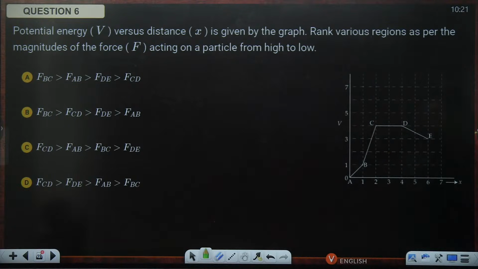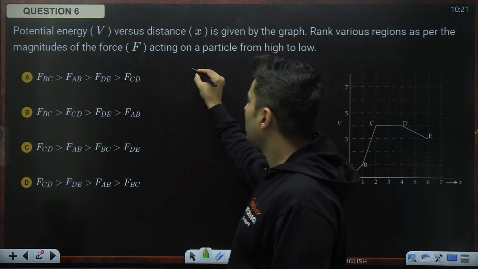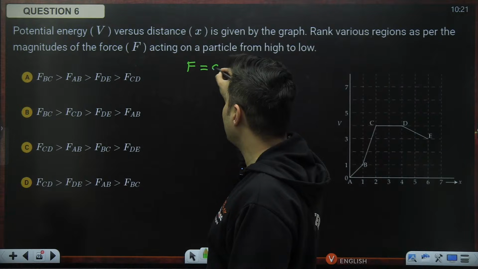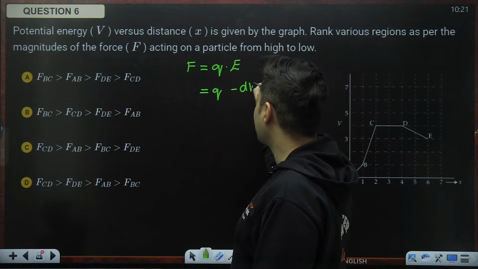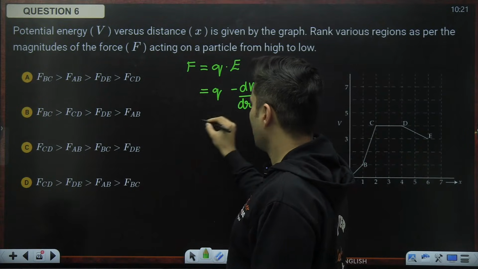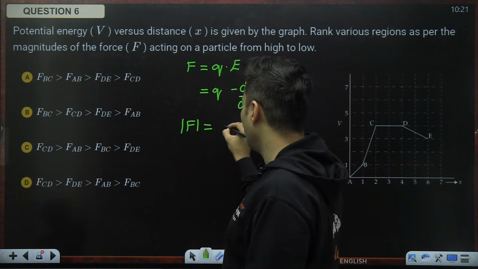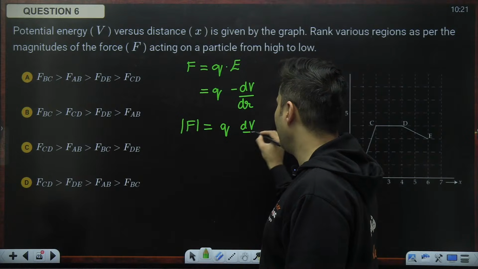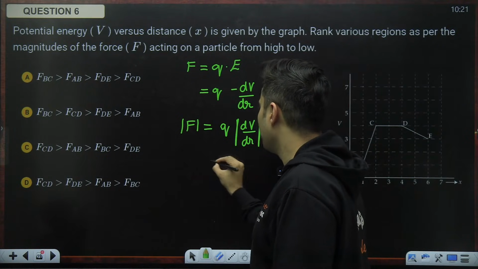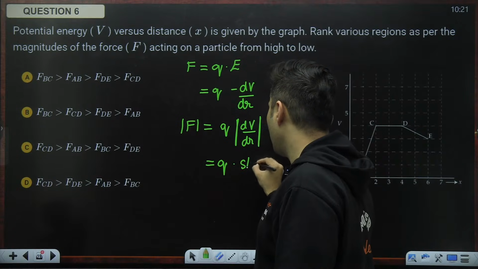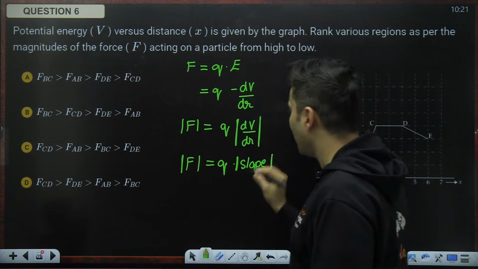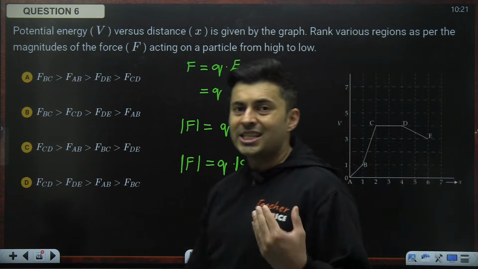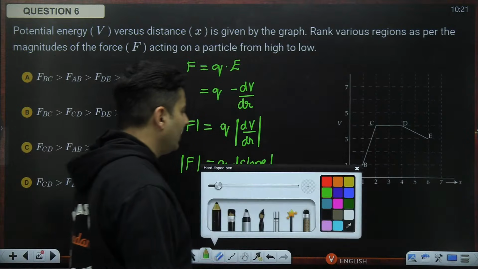Let's go to the next one. Potential energy versus distance is given by the graph. Rank the regions as per the magnitude of the force acting on the particle. Now the force will be, let's say, charge into the field, and field is nothing but minus dV by dr. But if I'm interested only in the magnitude of the force, it will be Q into the magnitude of dV by dr. That means it is Q multiplied by the slope's magnitude. So I'm interested in comparing only the magnitude of the force, so I should look at only the steepness of the slope, not the positive or negative value.